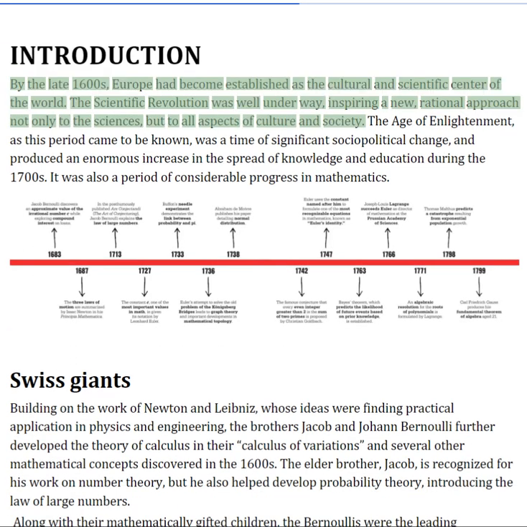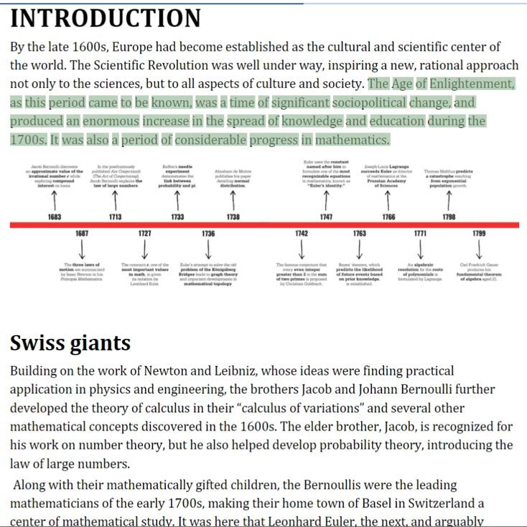Introduction. By the late 1600s, Europe had become established as the cultural and scientific center of the world. The scientific revolution was well underway, inspiring a new, rational approach not only to the sciences, but to all aspects of culture and society. The Age of Enlightenment, as this period came to be known, was a time of significant socio-political change, and produced an enormous increase in the spread of knowledge and education during the 1700s. It was also a period of considerable progress in mathematics.